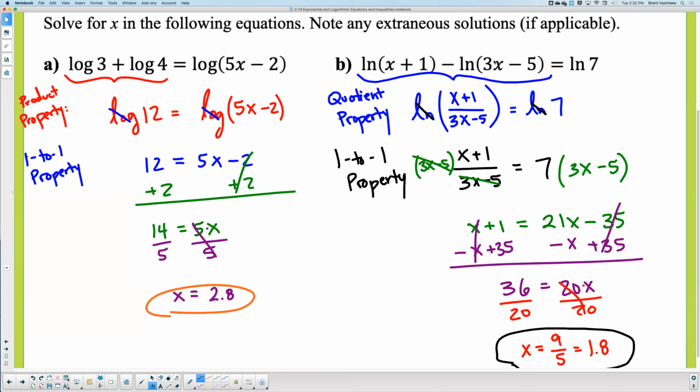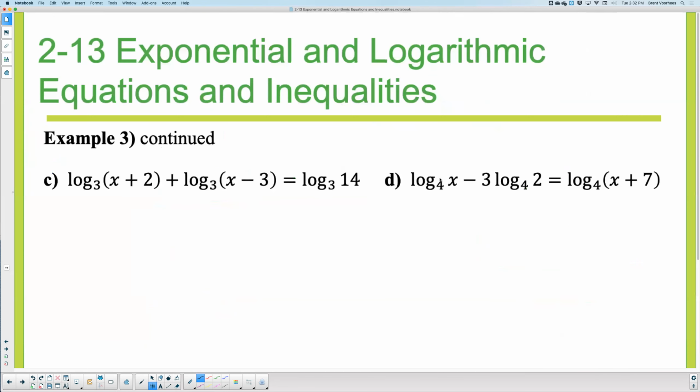5.4. What's 5.4 minus 5? 0.4. It's 0.4. Positive 0.4. We're still good. That's a good answer. When we try part C, we're about to get a bad answer.